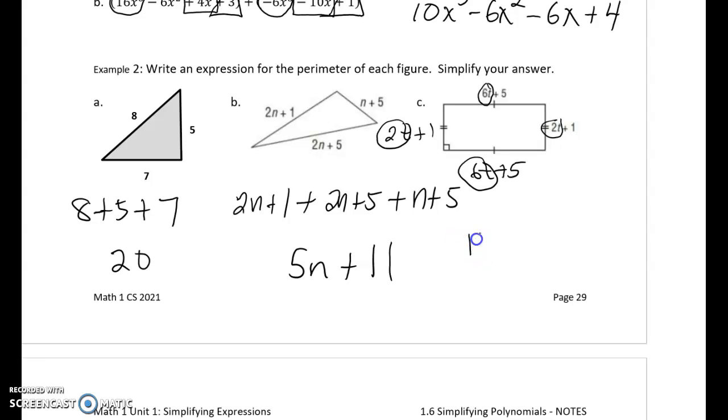I get 16t. I got 5 plus 1 and a 5 and another 1. Add those together, I get 12. So there's the expression for the perimeter of this rectangle.